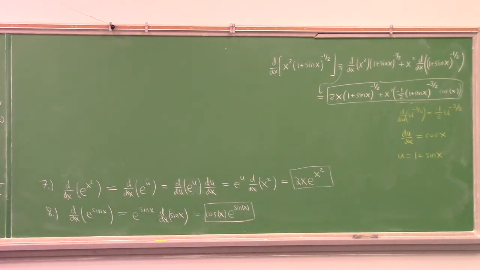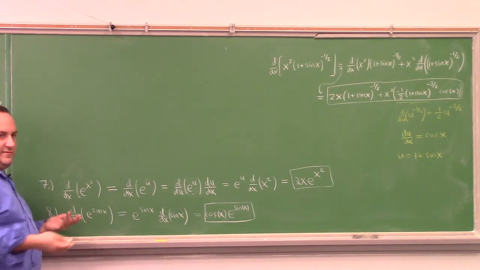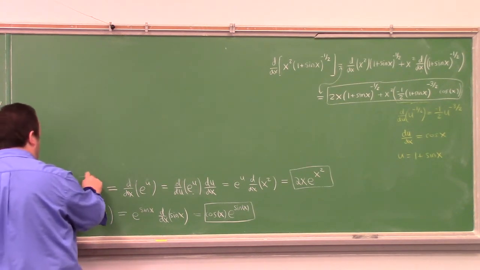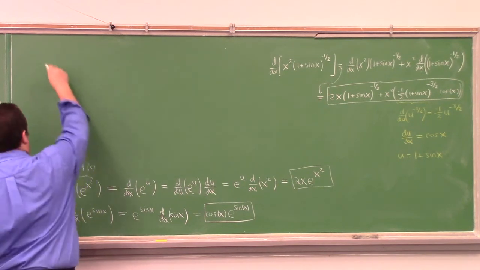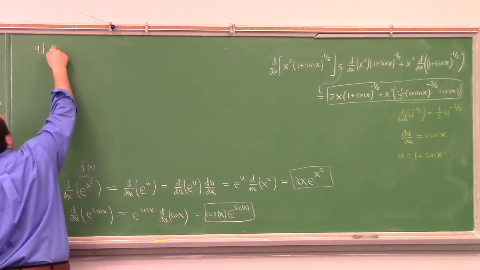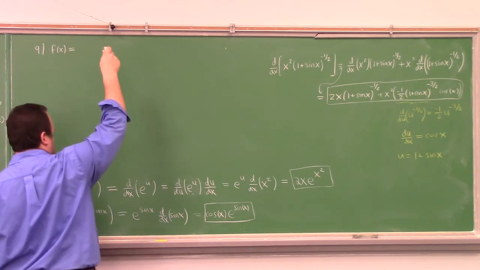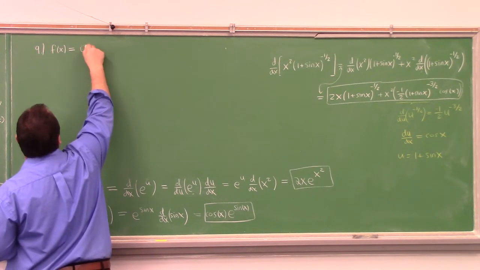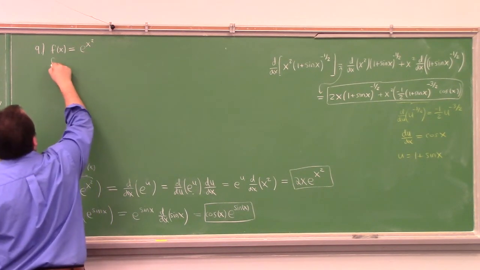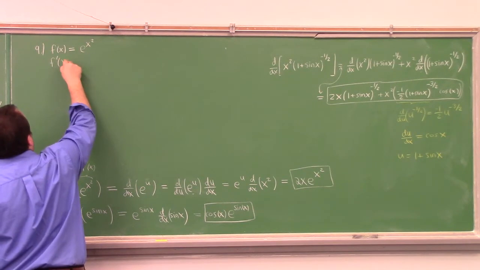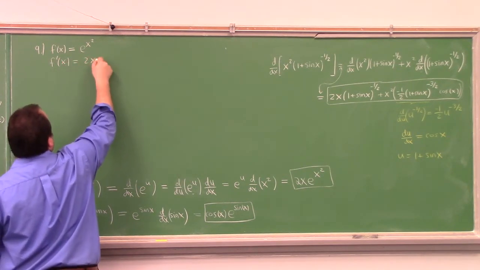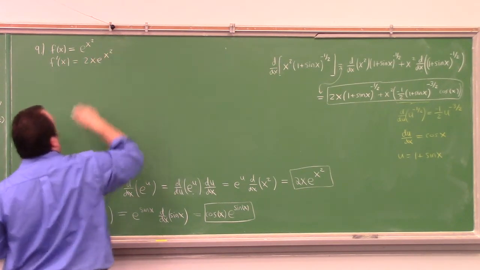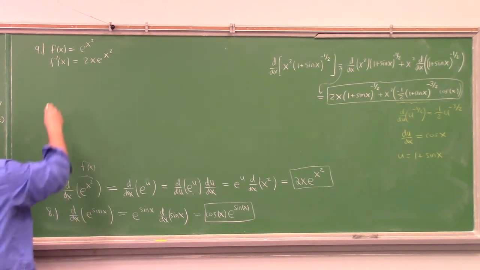I was supposed to talk about higher derivatives today, and we've talked about those a little bit before, but how do you calculate higher derivatives? Like, if this is f of x, remember, if f of x is equal to e to the x squared, right? Then we just calculated in example 7 that f prime of x was 2x e to the x squared, right? So what would f double prime of x be?